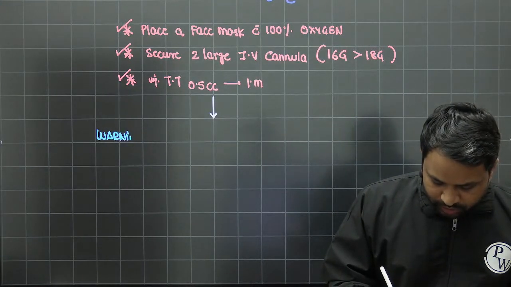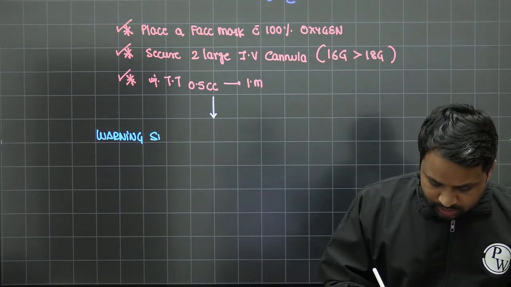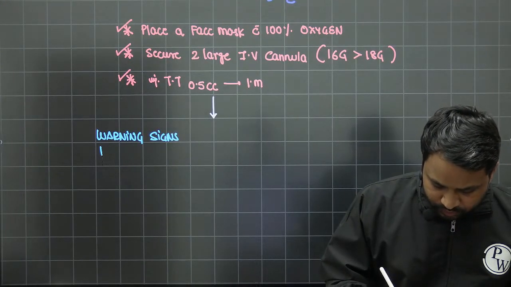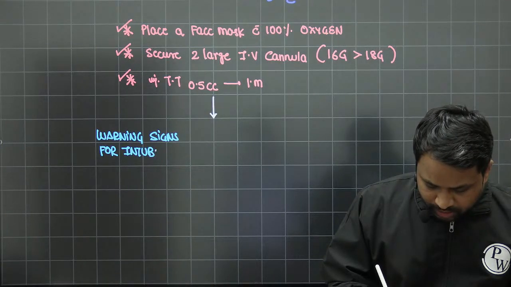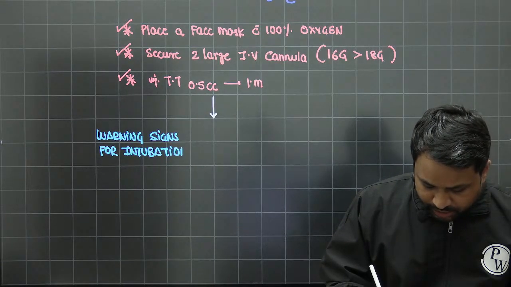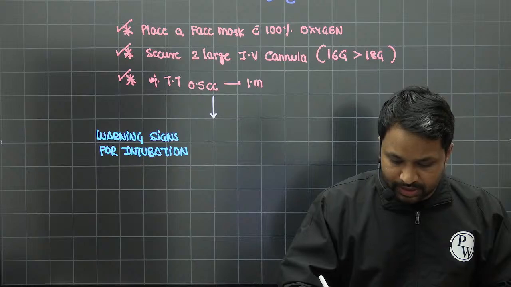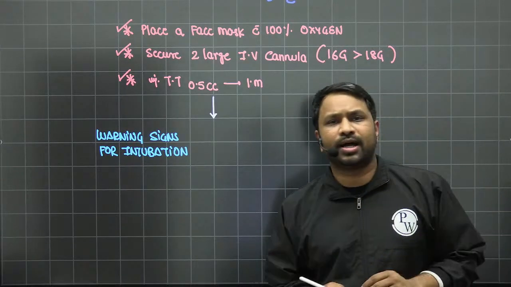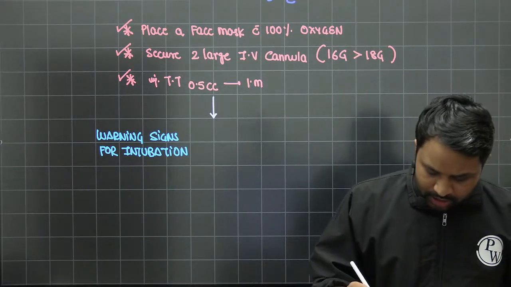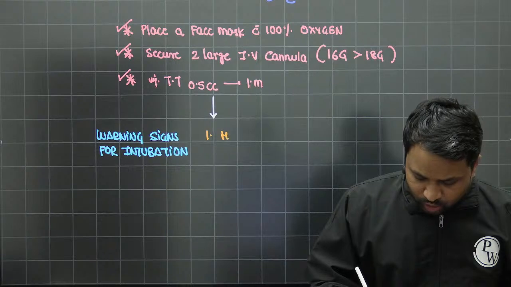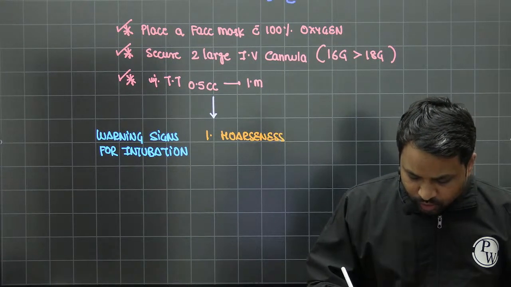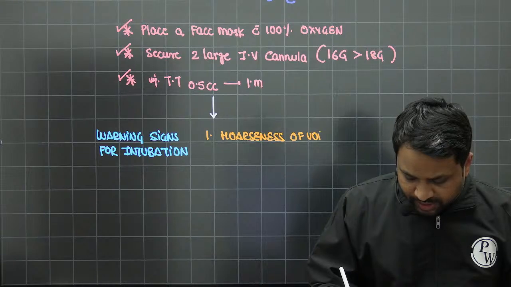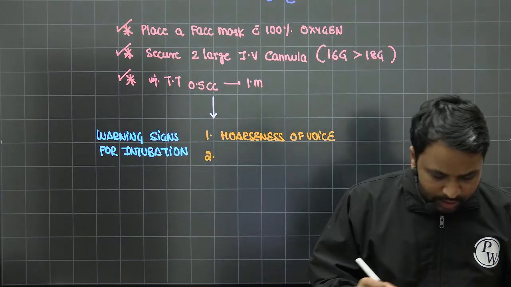We look for the warning signs for intubation. So when are you going to intubate a patient who has landed to us in casualty with burns? What are the warning signs for intubation? Number one, if there is presence of hoarseness of voice. Hoarseness of voice can be because of laryngeal edema, which can be secondary to inhalational burns.